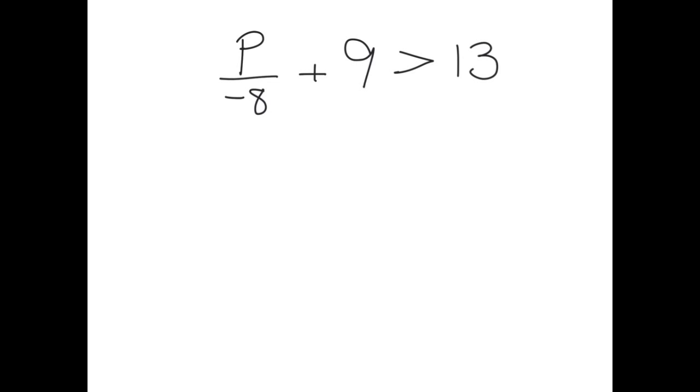Hopefully you have watched the videos on how to solve inequalities with addition and subtraction and the video solving with multiplication and division. Well, today we're just going to put it all together. So we'll start with this one. And again, we want to start with getting rid of the addition or subtraction first. So we're going to get rid of the positive 9 by subtracting 9 from both sides. It should look very, very familiar.